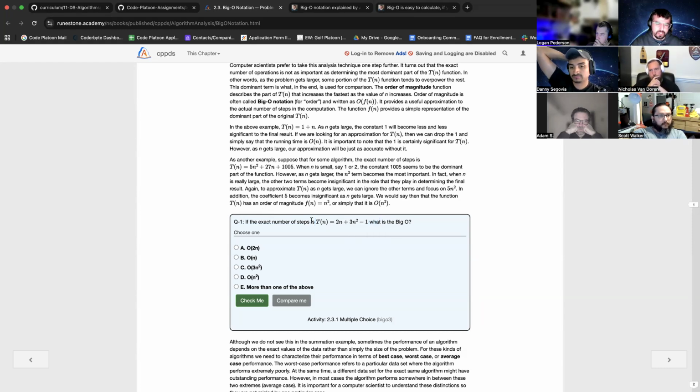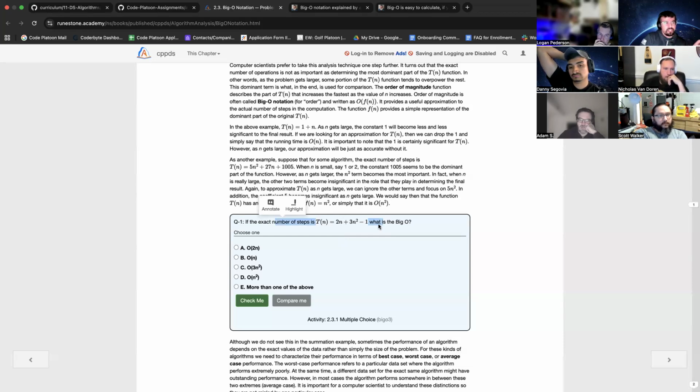When you look at an equation like this one, you've probably never seen it before unless you clicked on the assignment today. I haven't looked at it until like 3 minutes ago. When you look at this, you can pretend that everything drops except for the biggest exponent. Let me give you an example. You look at this, the 2n drops, the 3 drops, the -1 drops. What's the big O of this equation? Oh, n squared.